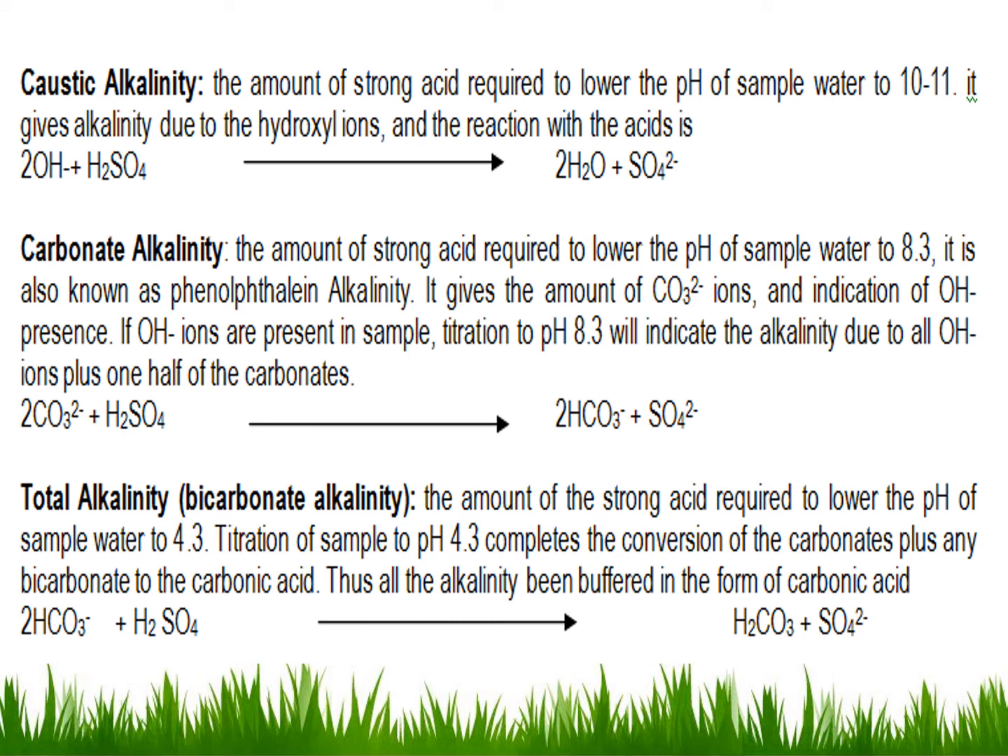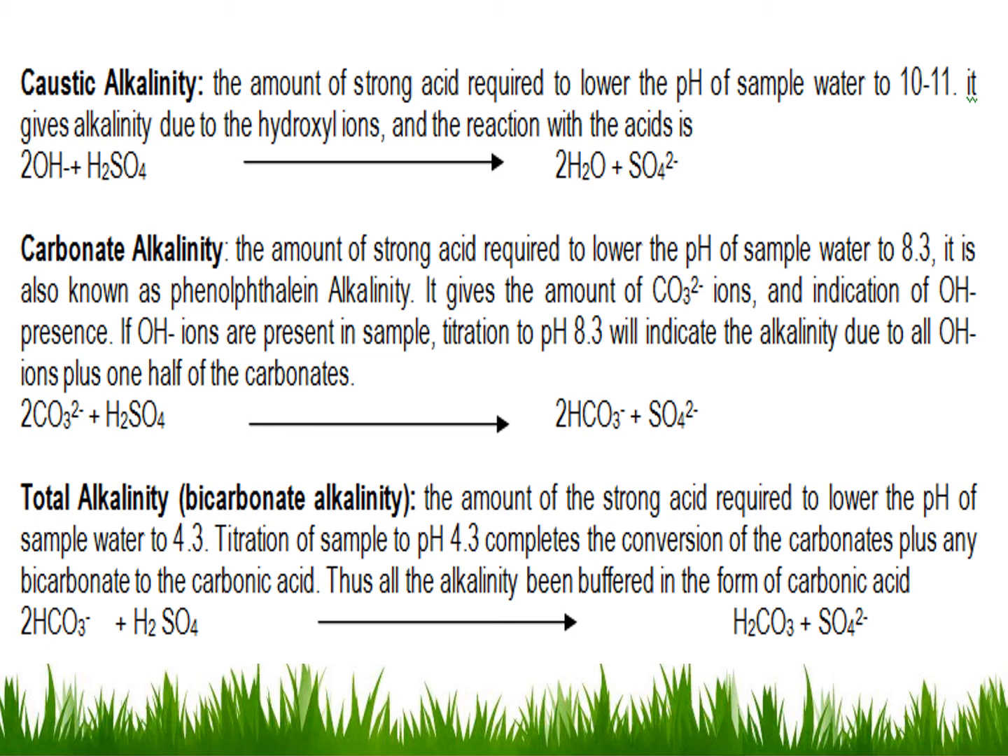So these are the different types of alkalinity: caustic alkalinity, carbonate alkalinity, and total alkalinity. So caustic alkalinity is at pH 10 to 11, and it gives alkalinity due to the hydroxyl ions. So 2OH plus H2SO4 is going to break this acid, and then it is going to give H2O and sulfate ion.